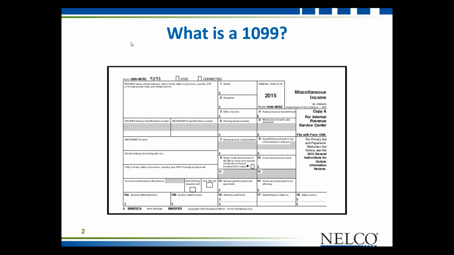Here's a little look at the form. There's a lot of different information on here. For example, fishing boat proceeds, one you probably don't use, gross proceeds paid to an attorney, crop insurance proceeds. Most of it does not apply to you, but there is some that will, and so you want to make sure that this form is filled out completely and accurately.